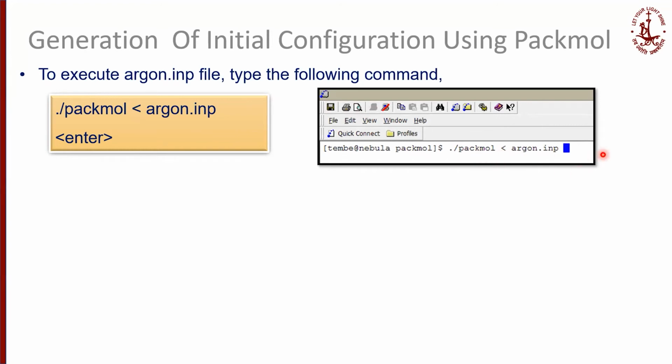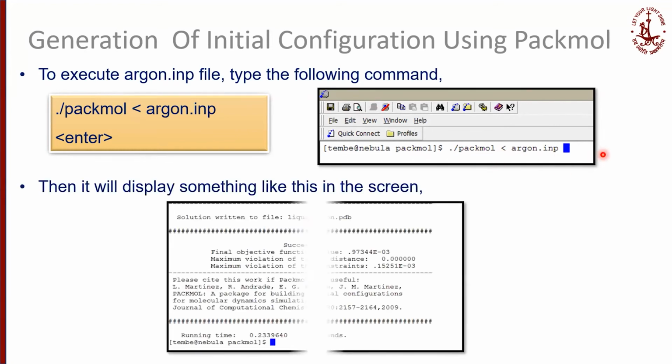So this is the command you type. Once you press enter, something like this will be displayed on the screen: "Solution written to file liquid argon.pdb." You will get success and the running time, how much time it took to execute your file.